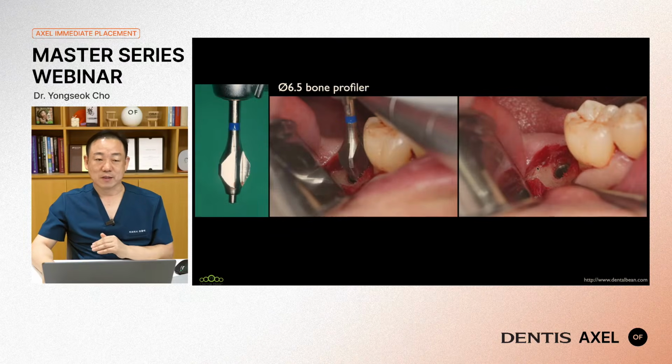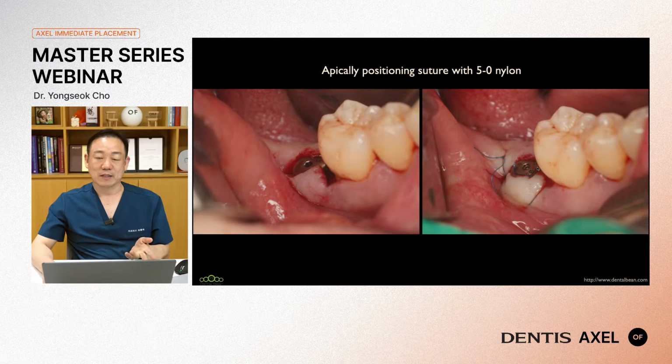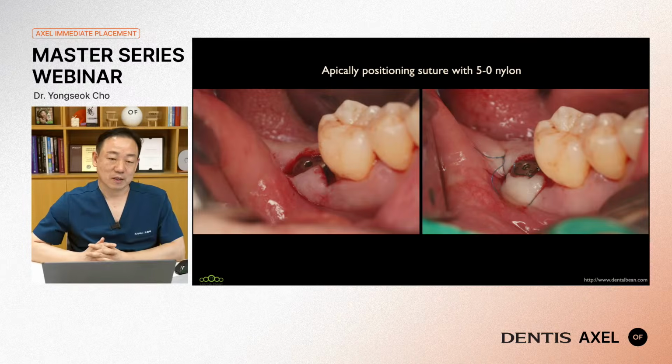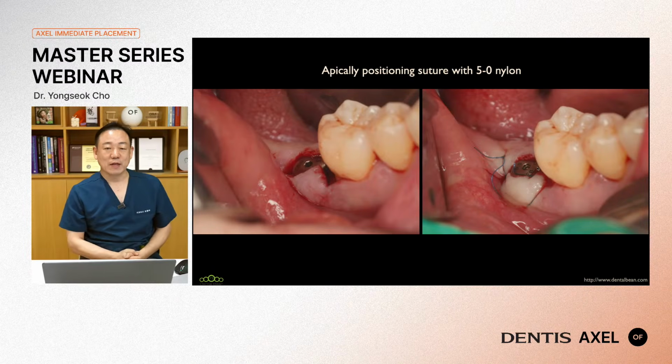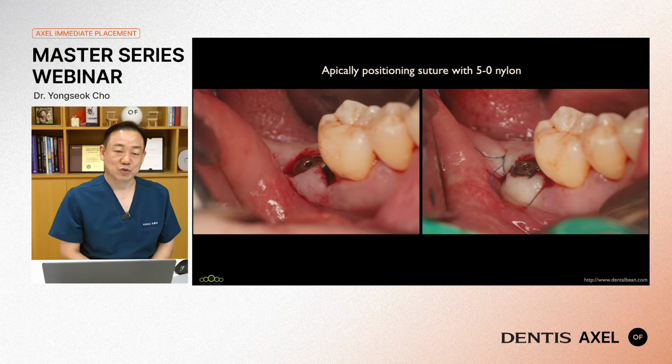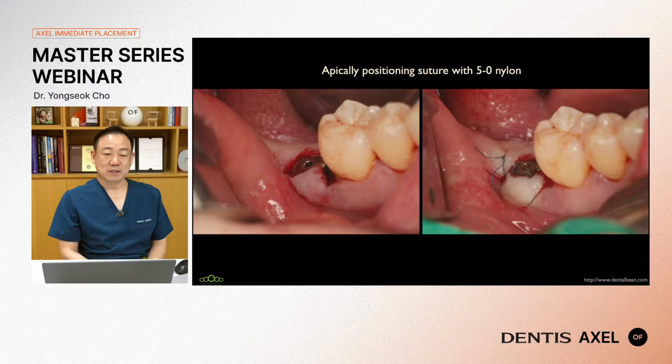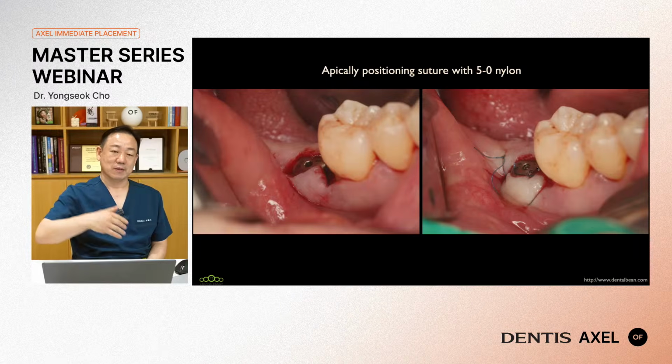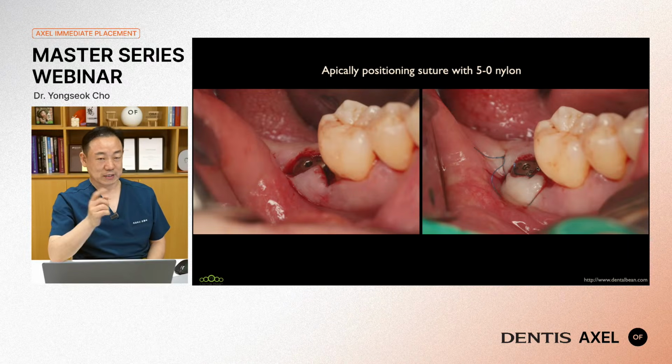To avoid such a problem, I used the bone profiler and I connected the healing abutment completely. Again, I tried the apically positioning suture. It is modified external vertical mattress suture to increase buccal tissue volume. Okay, like this.